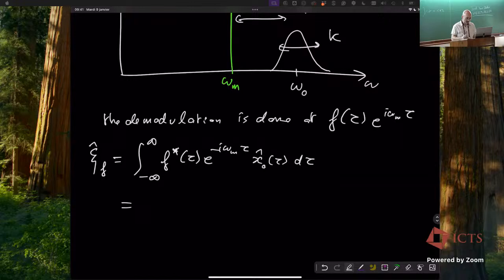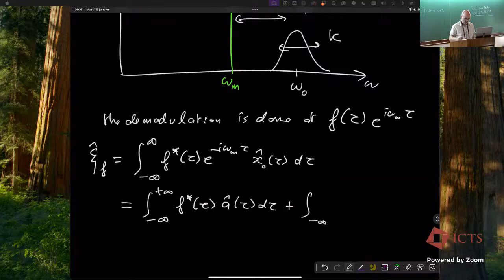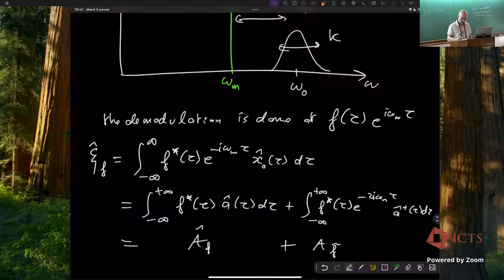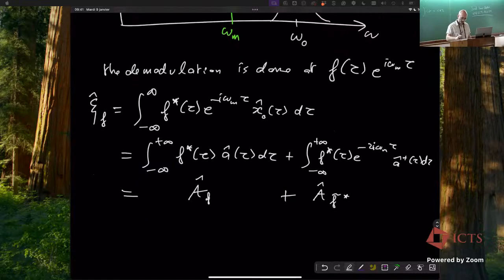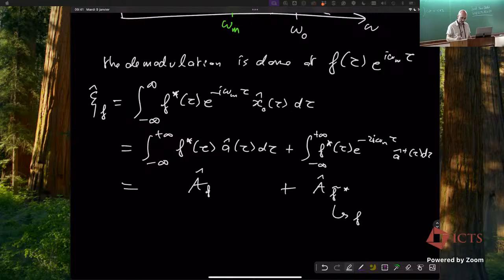And so you see that we can express this as a function of the amplitude operators. It will be recast as the integral of f star of tau a of tau d tau, plus the integral from minus infinity to plus infinity of f star of tau exponential minus 2i omega_m tau a dagger of tau d tau. Essentially we can say there's a_f and another mode a_f tilde star, and f tilde star is f of tau exponential 2i omega_m tau.